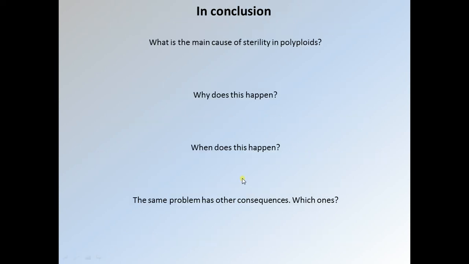Okay, so as a conclusion, here is a little quiz. The first question I ask you is, what is the main cause of sterility in polyploids? This is an open question. Then, why does this happen? What is the problem exactly? Then, when does this happen? And finally, does the same problem have other consequences, and which ones?